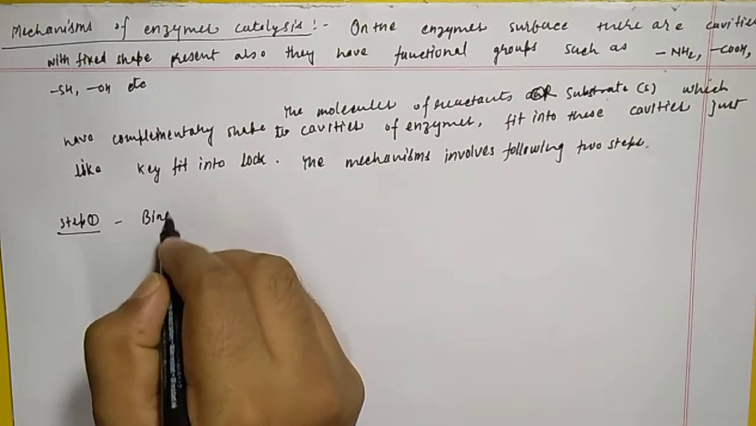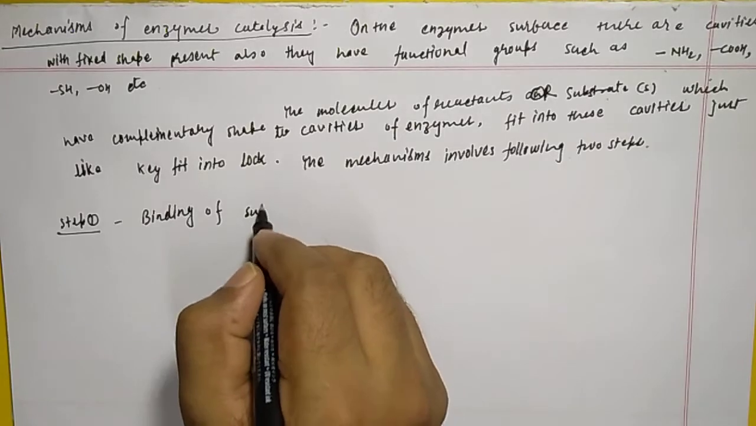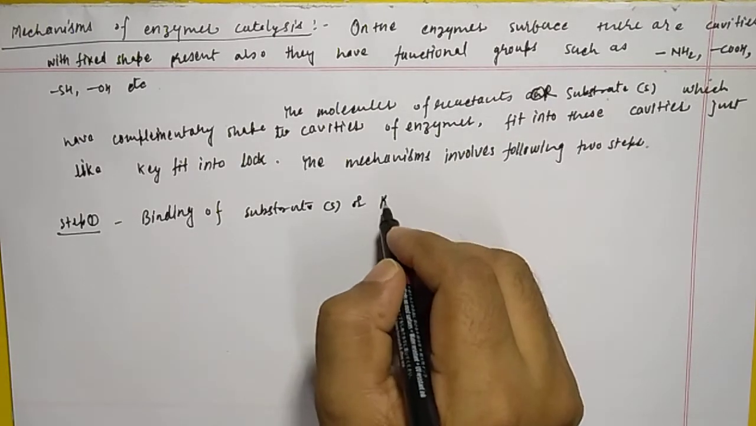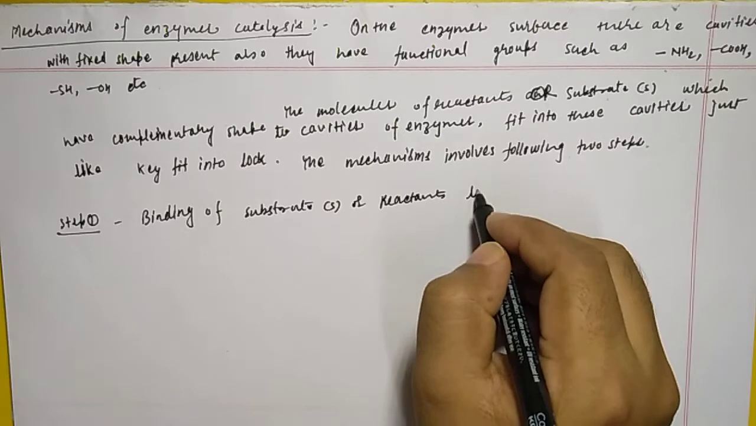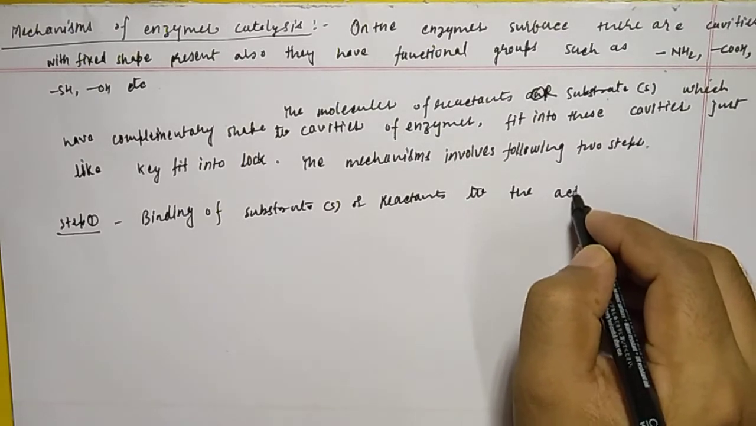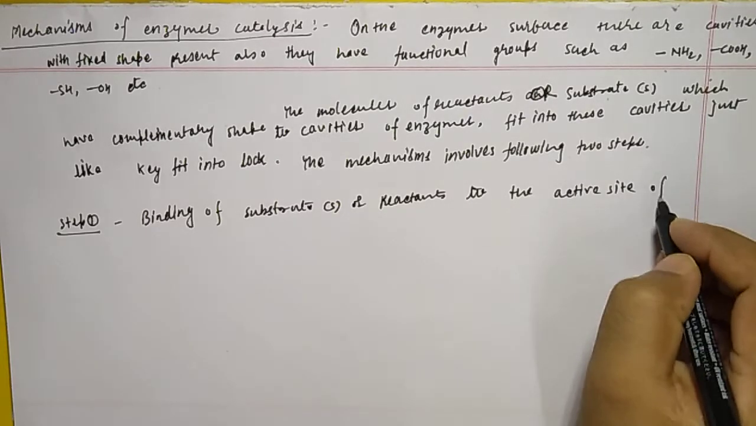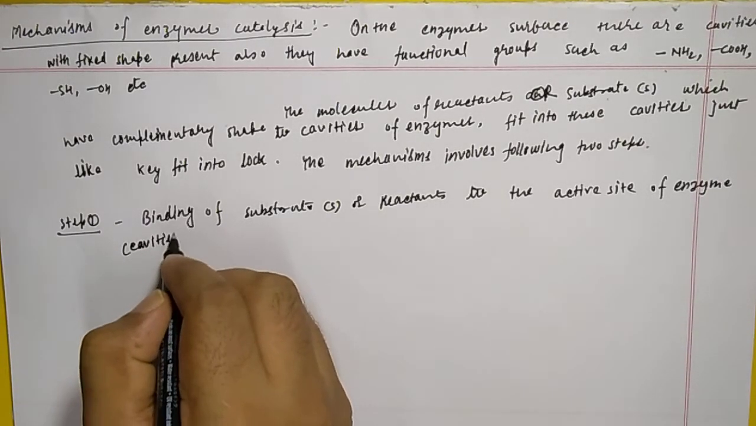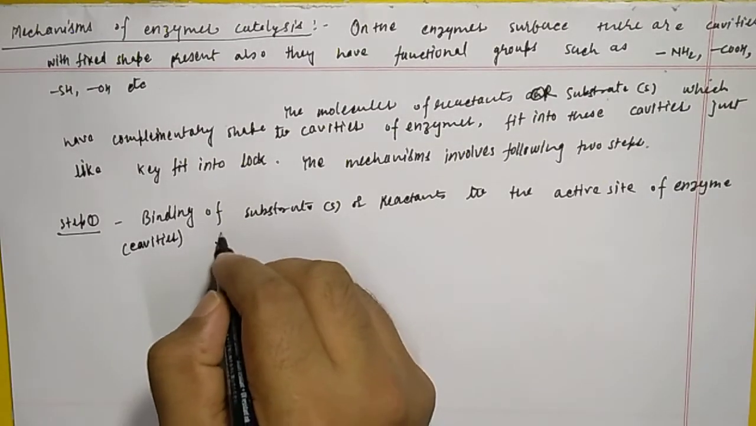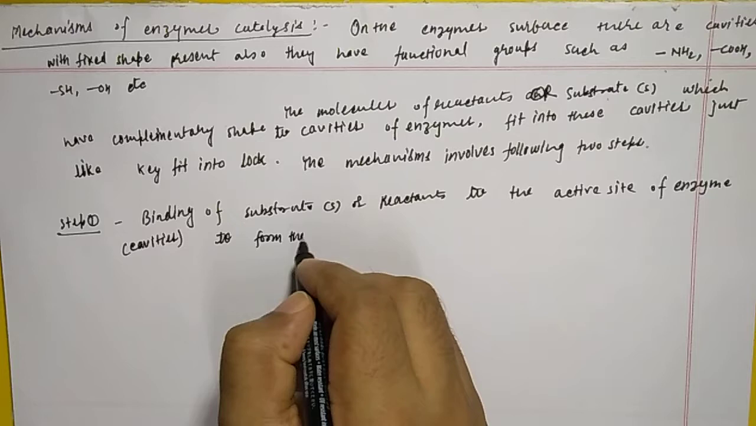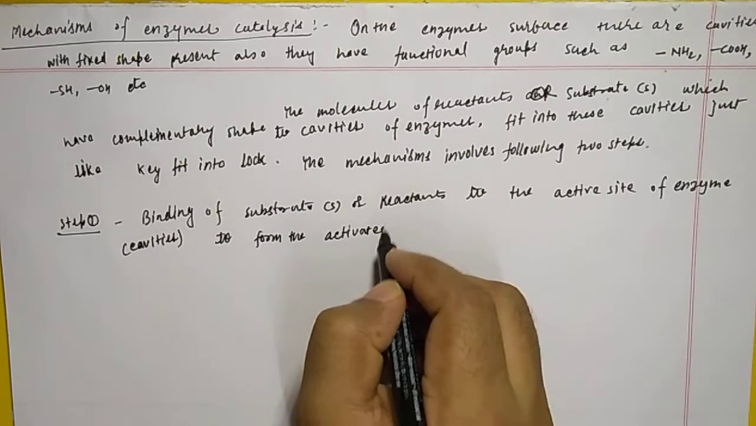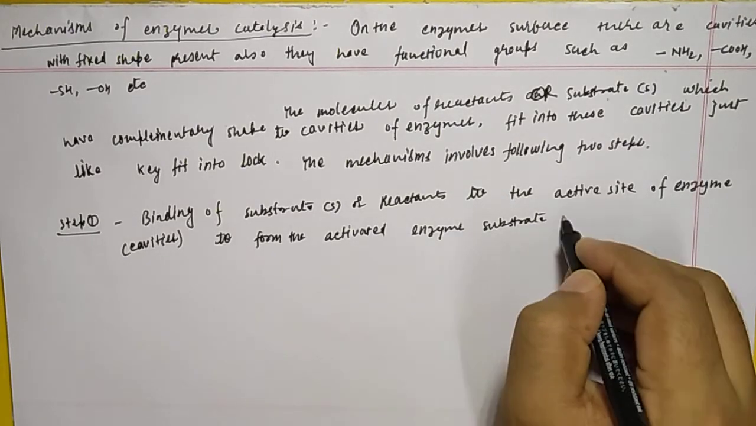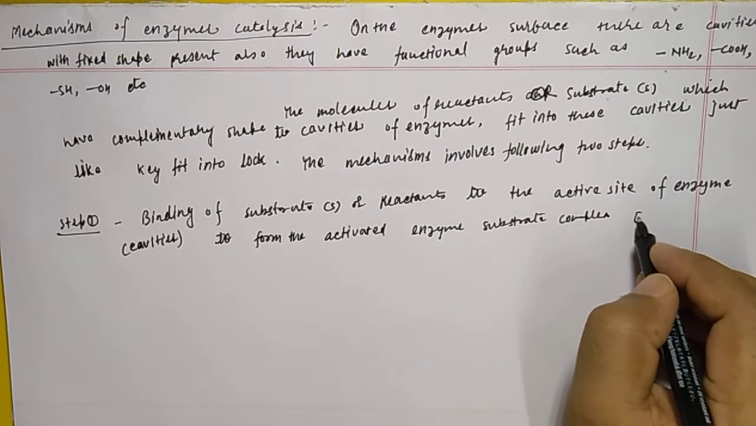So how can we write it? Binding of substrate (S), or reactant, both are the same thing, to the active site of the enzyme, in brackets cavities, to form the activated enzyme substrate complex, that is ES.